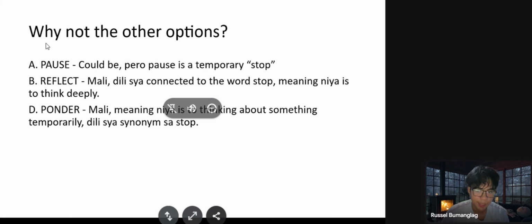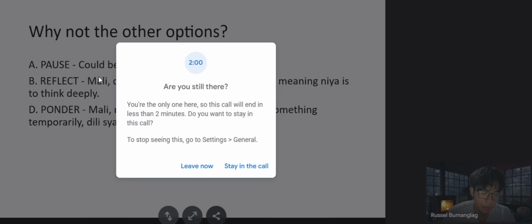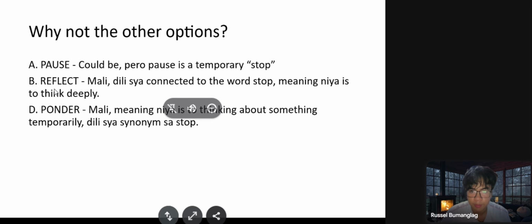So why not the others? A. Pause. Could be, but pause is a temporary stop. B. Reflect. Wrong because it isn't connected to the word stop. Its meaning is to think deeply. And D. Ponder. Wrong. Its meaning is thinking about something temporarily. It isn't a synonym of stop. So that's why these three are wrong.